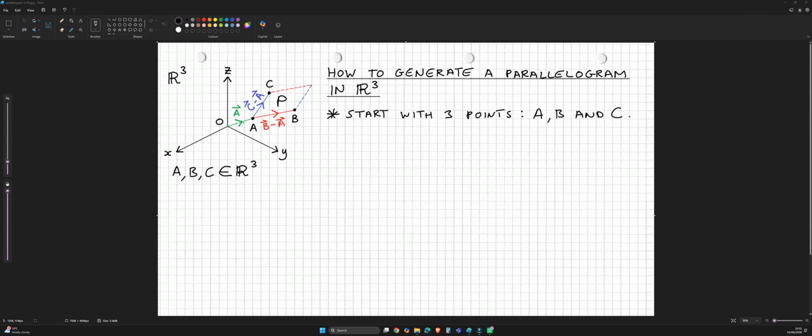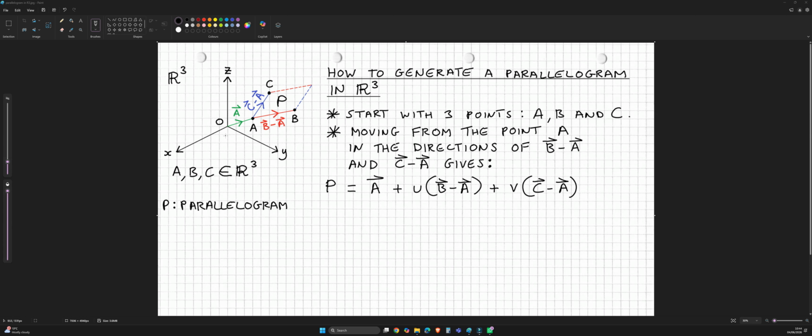There's the vector A, which starts at the origin and ends at the point A. There's the vector B minus A, which starts at A and ends at the point B. And there's the vector C minus A, which starts at the point A and ends at the point C. These 3 vectors in green, red, and blue are essential for generating a parallelogram in R3.